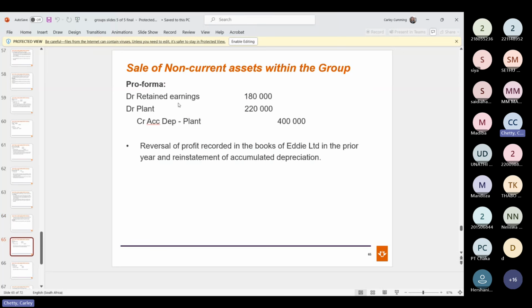So every year they are going to process the same journal entries, but because the sale of the asset took place 2 years ago, instead of debiting gain or profit on sale, we are going to debit retained earnings with 180,000. This is reversing the profit recorded in the books of Eddie in the prior year and reinstating the accumulated depreciation. We are debiting plant with 220,000. We are taking the cost from 780,000 in Sandy's books to the 1 million that it should be from the group's perspective. We are crediting accumulated depreciation with 400,000 rand. So we are simply reinstating this asset. We are pretending like the sale never took place from the group's perspective.